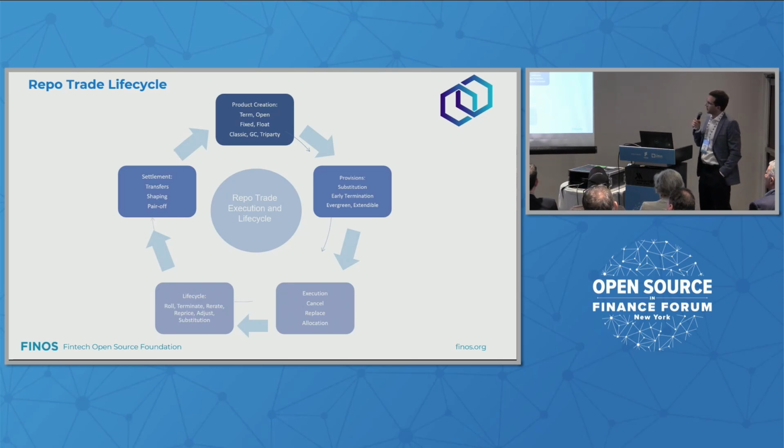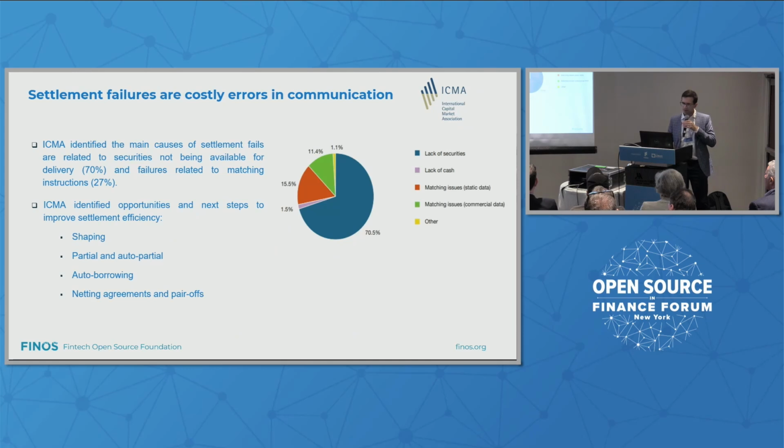When it comes to best practices, one example we wanted to highlight today is pair-offs. So pair-offs is a form of bilateral netting. It's part of the broader settlement efficiency agenda. It's something that we have looked at for a number of years. We published a report 2 years ago that identified some of the main reasons for settlement fails. One was securities not being available, the other related to matching instructions.